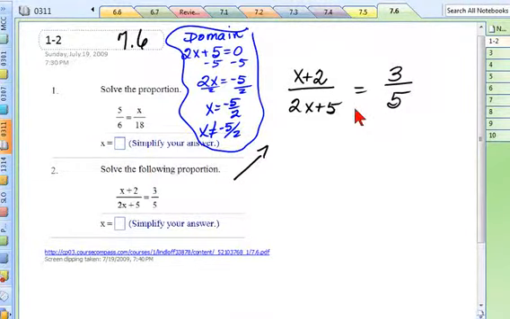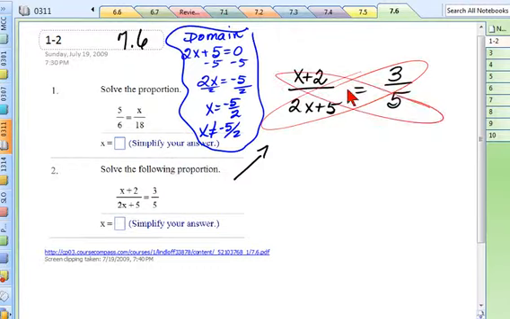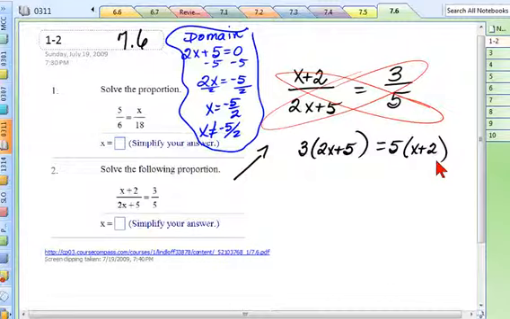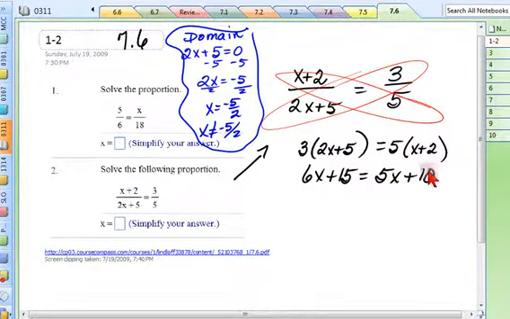All right, back to my problem. It's a proportion. How do I solve proportions? Cross products. This product equals this product. Doesn't matter which side you put which one. One of them is going to be 3 times 2x plus 5 equals, the other one is going to be 5 times x plus 2. That gives me 6x plus 15 is equal to 5x plus 10.